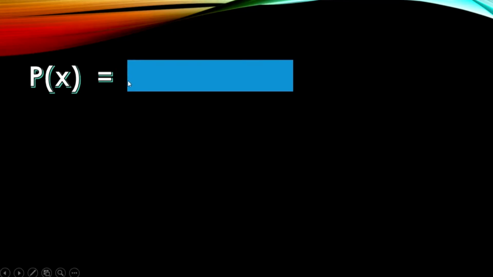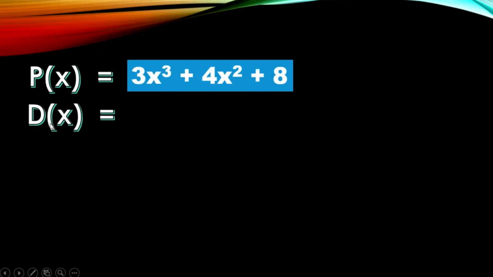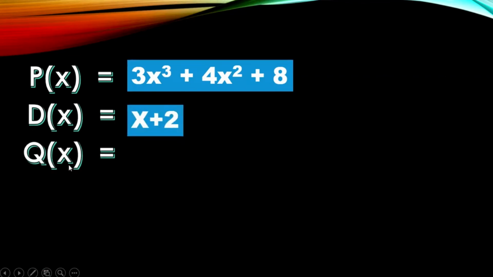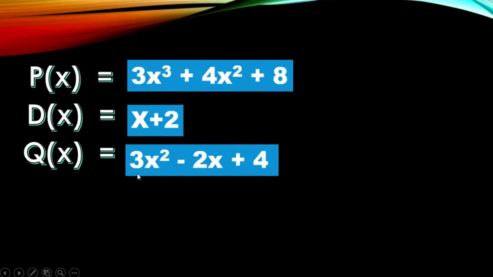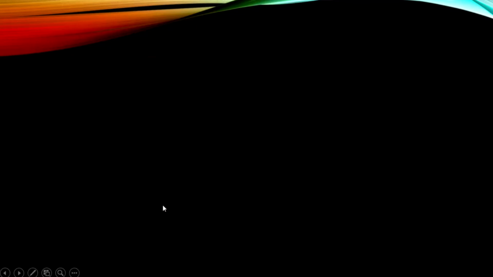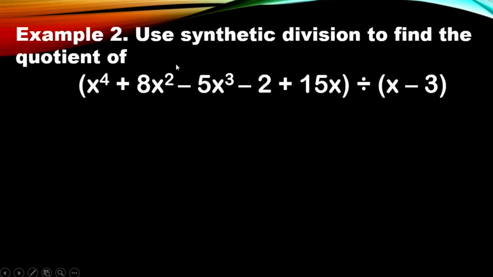Our dividend is 3x cubed plus 4x squared plus 8. And the next one is d of x, or the divisor, which is x plus 2. And q of x is the quotient. We have 3x squared minus 2x plus 4. And last, we have the r of x, or what we call the remainder, which is 0. Now, we have learned example number 2.